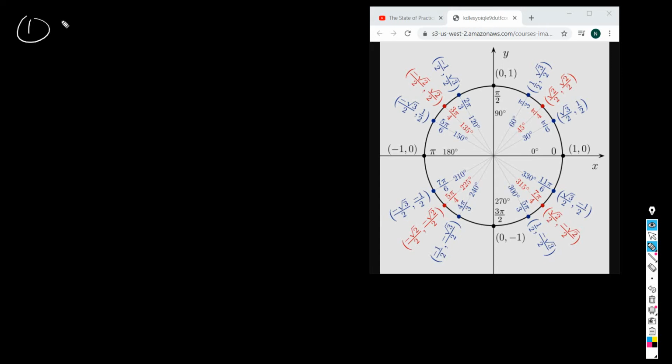So the first example is this. We want to solve the equation 2 sine of theta plus the square root of 3 equals 0. And now I'm gonna introduce this new concept of solving this equation over a certain interval. I'm gonna write this, and I'm gonna explain to you what this means.